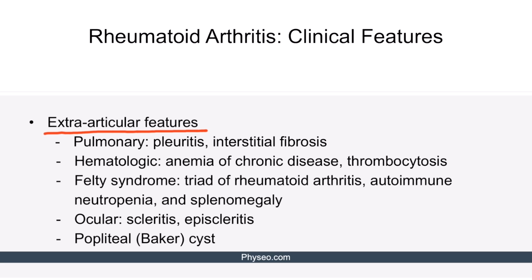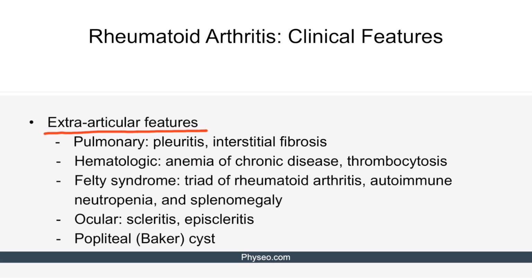There are ocular involvement findings, which include scleritis or episcleritis. Scleritis is the inflammation of the sclera, and episcleritis is the inflammation of tissue between the sclera and the conjunctiva. Finally, there can be popliteal cyst, also called Baker cyst, located behind the knee joint.